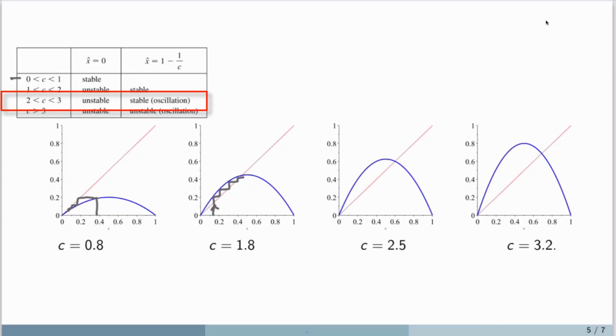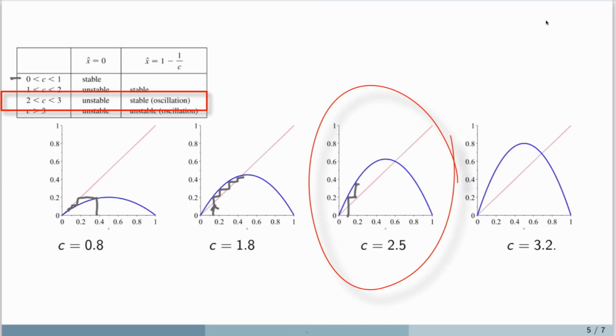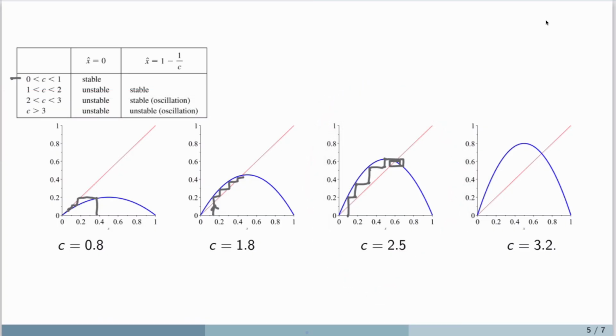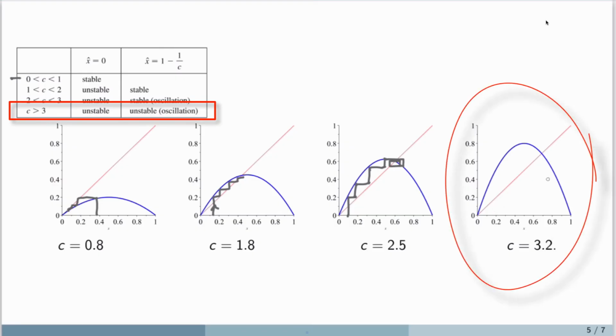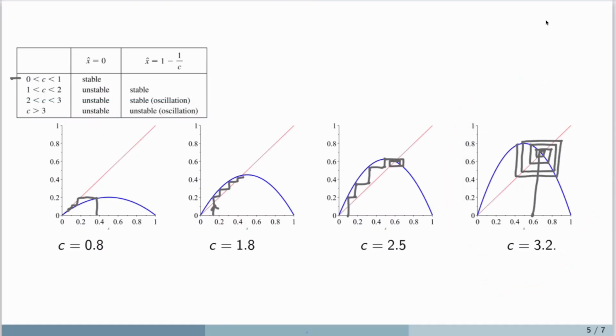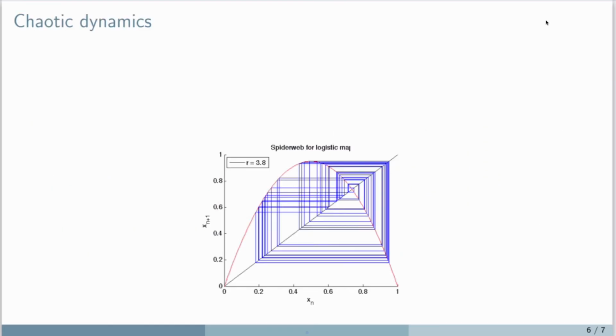If c is between 2 and 3, then we should get oscillations. So then let's see. Here and here and here and here. And then we do oscillations around the fixed point, but it's still stable. And then if c is bigger than 3, here c is 3.2, it should be unstable. So maybe I start close to it, and I should be driven away, which indeed is the case. And x hat is unstable and oscillatory. And then if you carry this further, here c is equal to 3.8, then you get these chaotic dynamics.